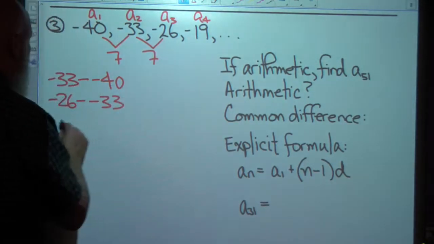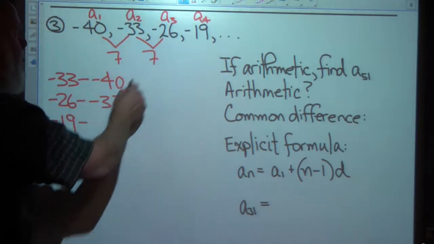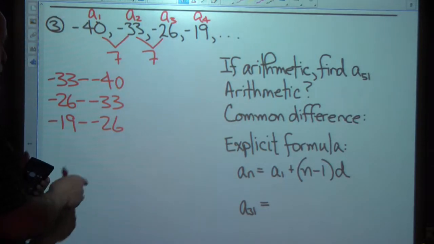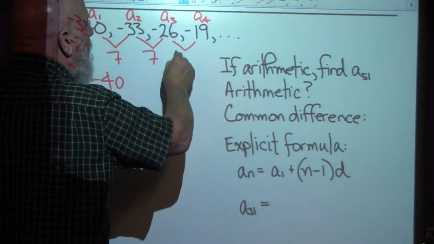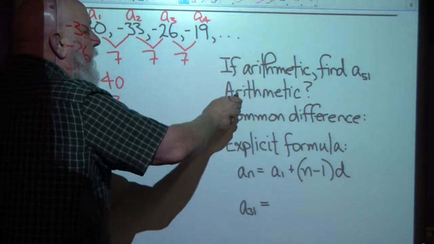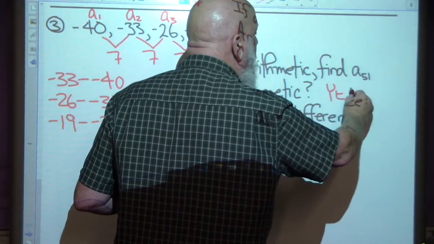And we got negative 19, subtracting the one on the left, minus negative 26, and that's going to be 7 as well. 26 minus 19 is 7, yeah. Okay, so it has a common difference, therefore it is arithmetic, yes. And again, that won't be among your choices.